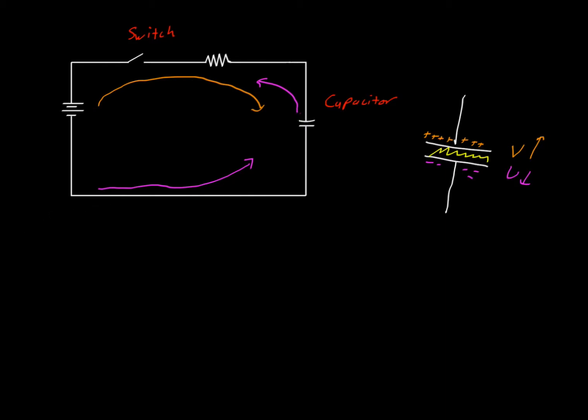So what is capacitance? Well, capacitance is simply Q over V. C is capacitance. V is voltage. Q is the charge between the plates. So it's the ratio of the charge between the plates to the voltage. So that is capacitance.